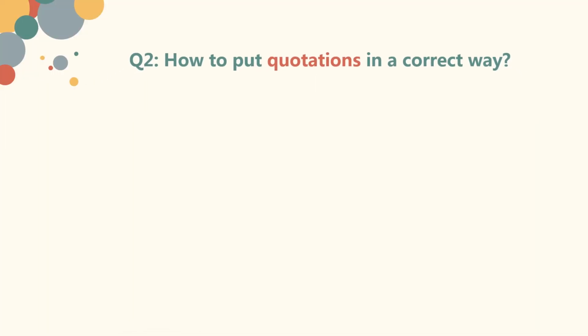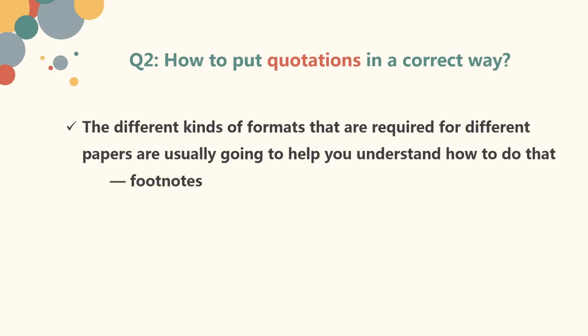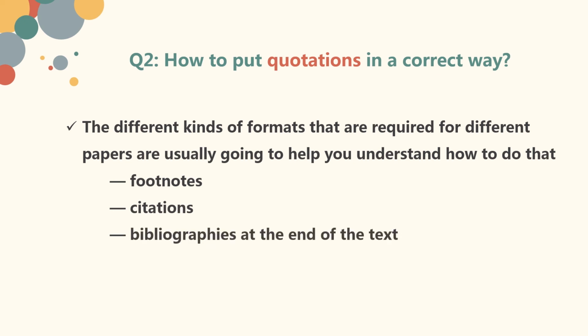But Jason, since we have to avoid plagiarism, how do we put quotations in the correct way? The different kinds of formats that are required for different papers are usually going to help you understand how to do that. Sometimes footnotes, sometimes citations, sometimes a bibliography at the end of the text. There are different formats that are required, but they are all going to prepare you for how to include that information for the source so that you don't have to plagiarize.